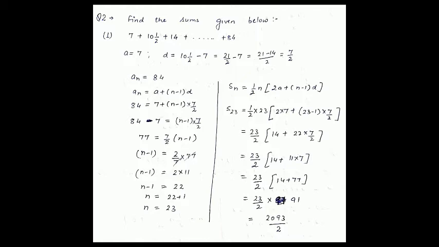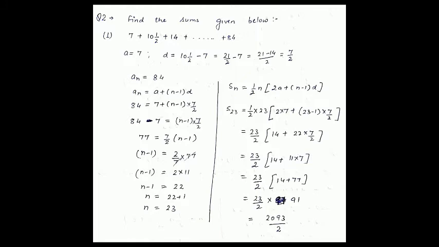Okay, so we will just subtract the two fraction numbers by taking the LCM. So it will be 21 minus 14 by 2, which is equal to 7 by 2. So D will be 7 by 2. As the last term is given to you, that is 84, it means that an will be 84. So we know the formula to find the nth term. It will be an is equal to a plus n minus 1 into d. We know the values of a and d, so with the help of this formula we will find n.